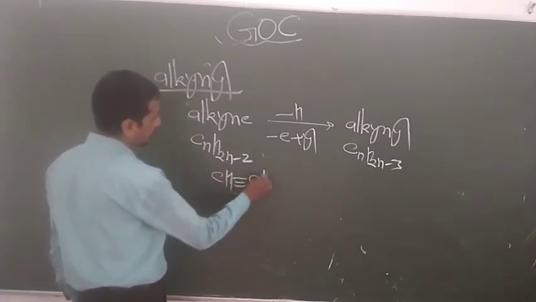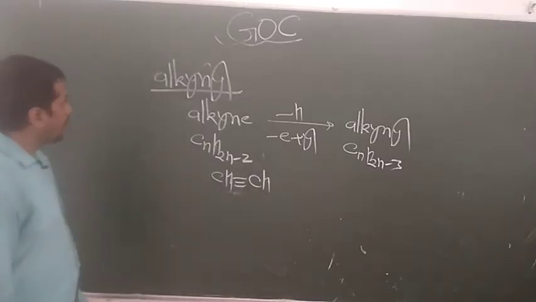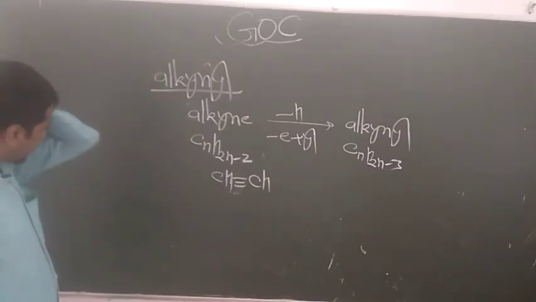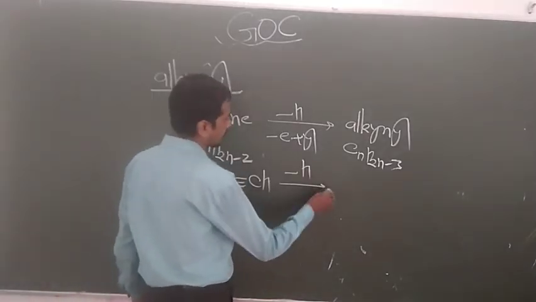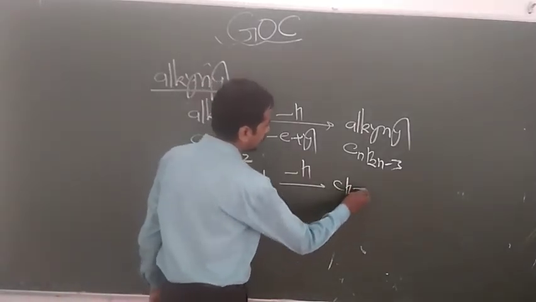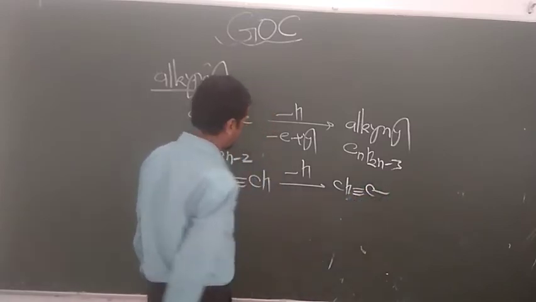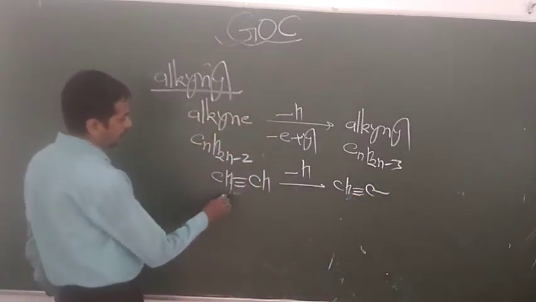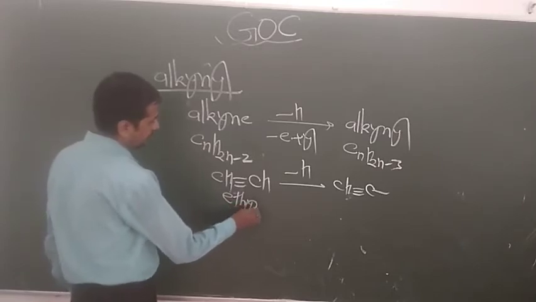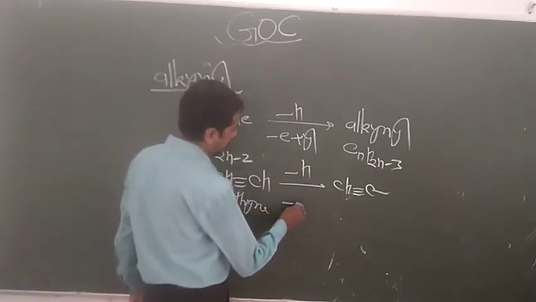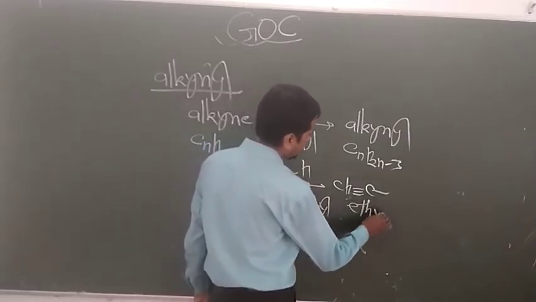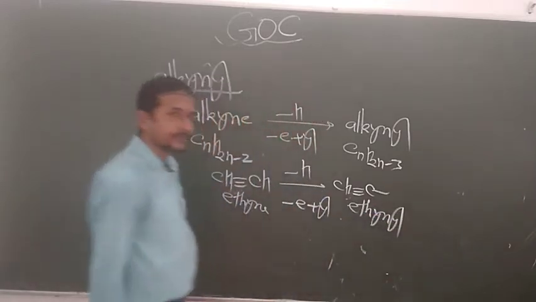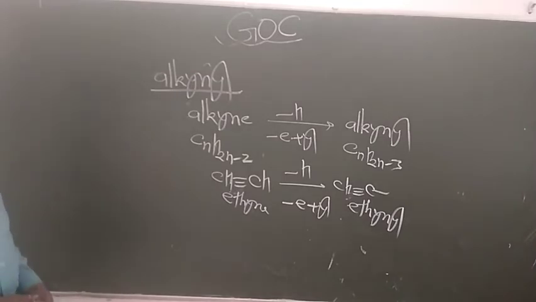Now look at the common example, CH triple bond CH. This is the parent alkyne, the father of alkynes, the first member of alkyne. Now remove one H, and we form CH triple bond C with one bond free. Now this is known as ethyne. Here again remove 'e' and add 'yl'. So now this group is known as ethynyl. So this is one more group, known as ethynyl.